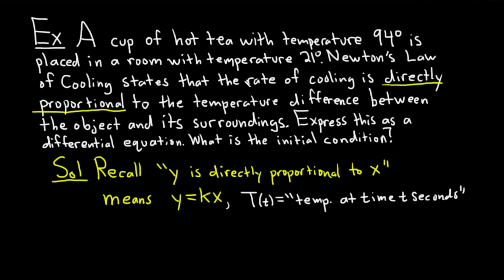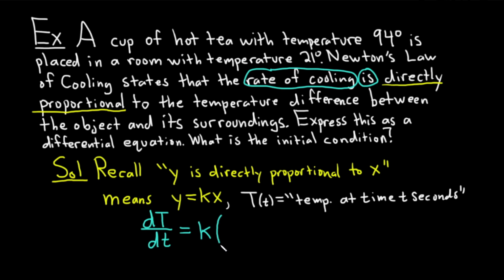Okay, now we're ready to write the differential equation. It says up here, rate of cooling. So that's the rate of change of cooling. So that's going to be the rate of change of big T with respect to time. So rates of change are derivatives. So the rate of change of big T with respect to time is going to be dT/dt. This is how fast the temperature is changing. And it is, so it is means equals, directly proportional, that's where we get the k from, to the temperature difference between the object and its surroundings.